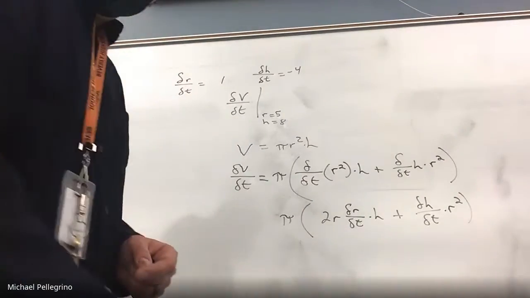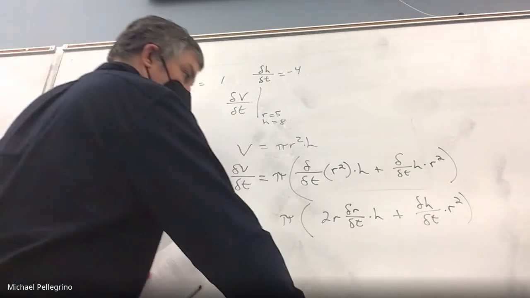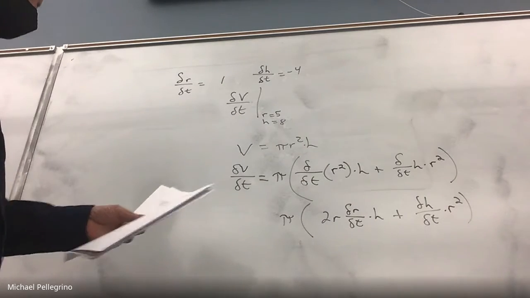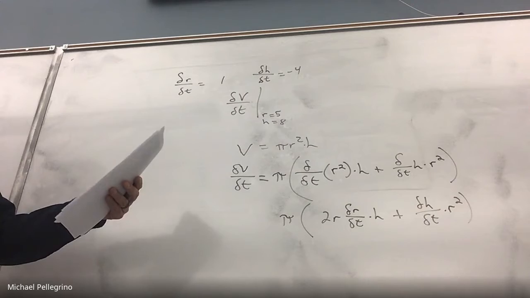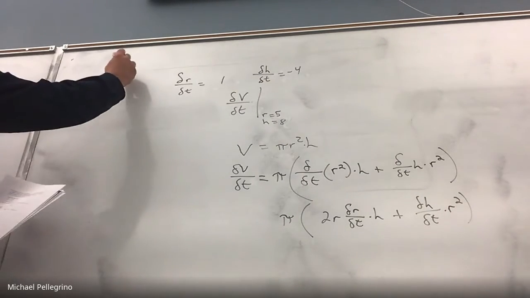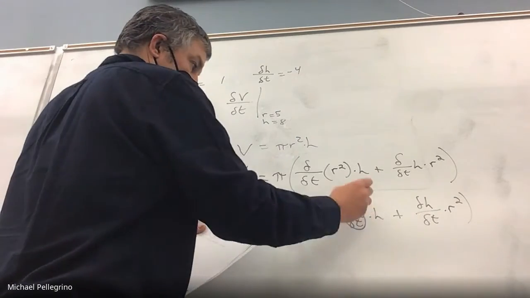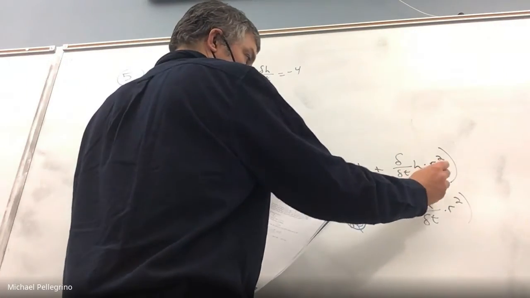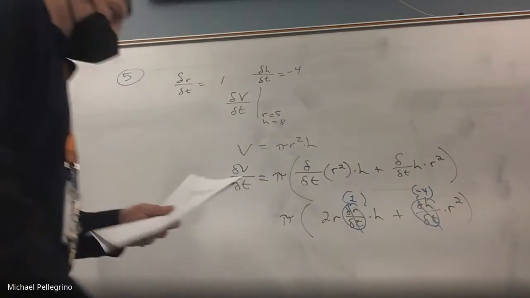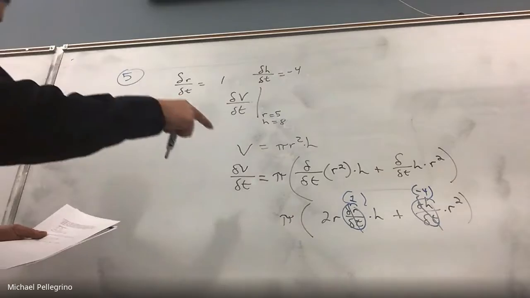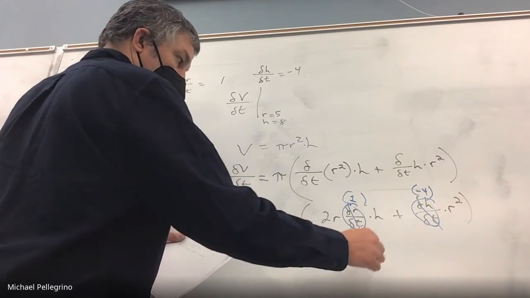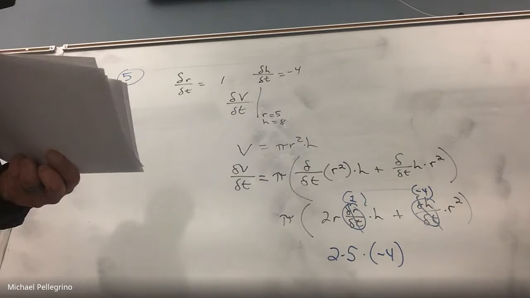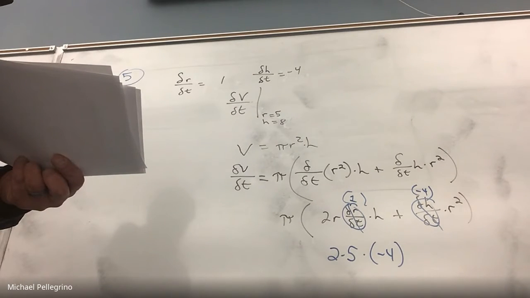So let's look at the information that's given. dR/dt is one. Am I looking at the wrong problem? Number five. Oh, five, sorry. dR/dt is one. dH/dt is negative four. So we know that the radius is five. Two times five times the height, which is negative four. Right?